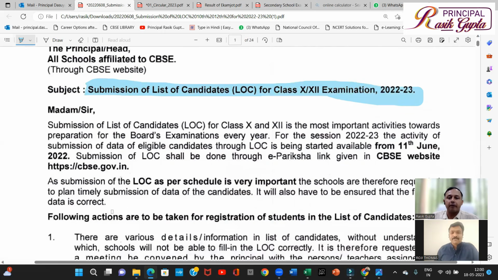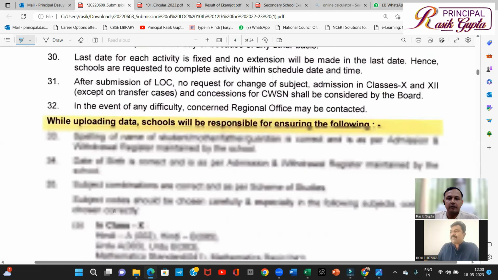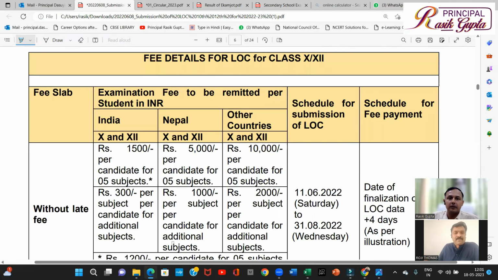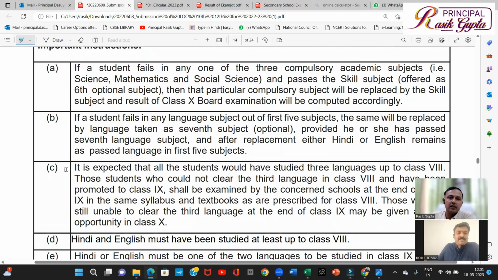Now the annexure F of that. In annexure F, the CBSE has very clearly, just a minute, this is the annexure. We are talking about scheme of studies, page number 14 of this circular. Important instructions, and these are points A, B, and C. I think we should read all these points first and then we can discuss. I'll read the first one first.